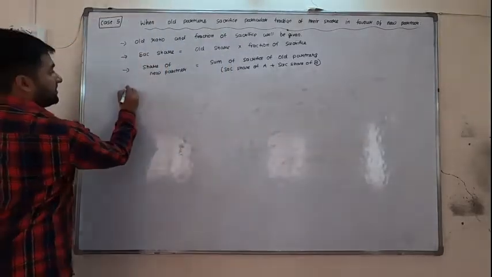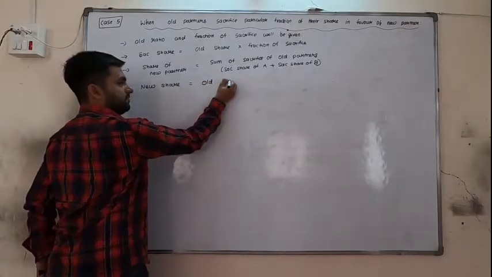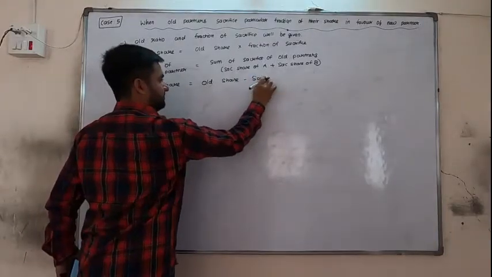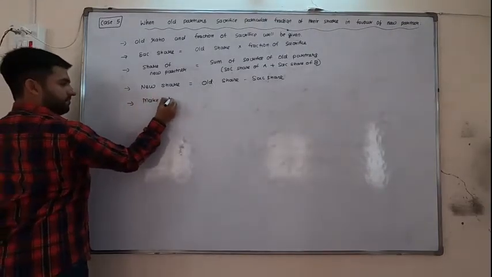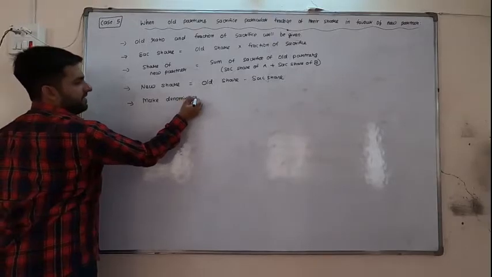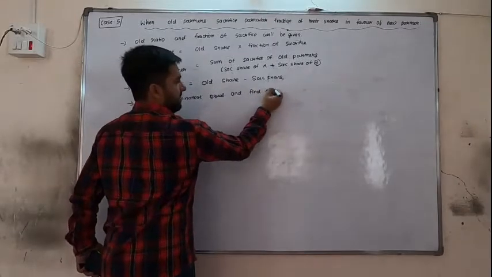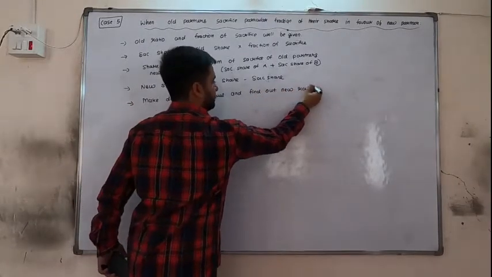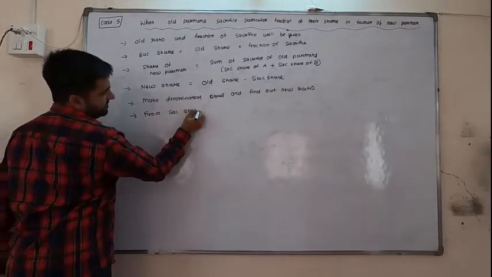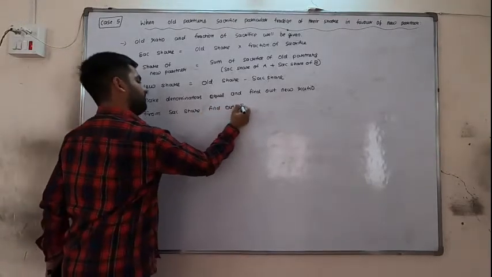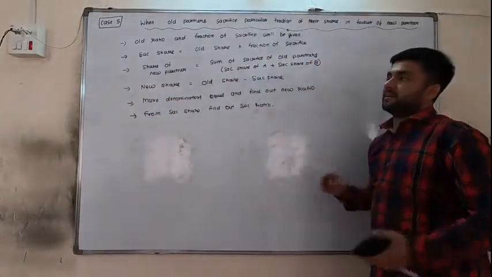And as you know, after the sacrifice share we always find the new share. New share is equal to old share minus sacrifice share. Make denominators equal and find out the new ratio. From the sacrifice share, find out the sacrifice ratio. Here, compared to the previous case, the steps are a little bit more.